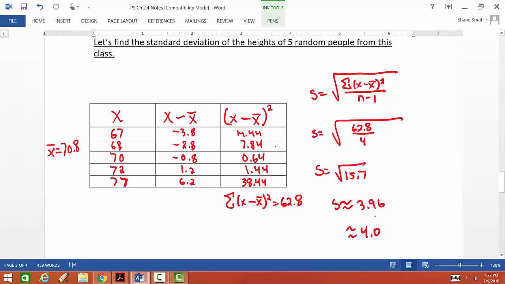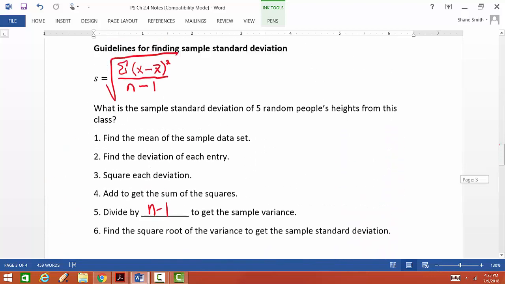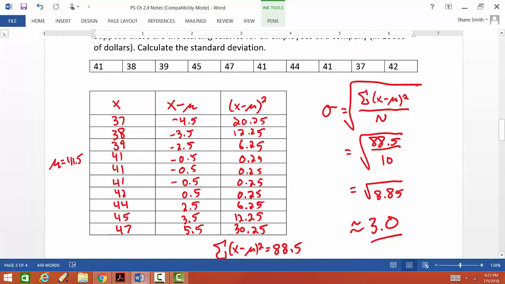As long as you're at least accurate to 1 decimal place, that's fine. But that's my sample standard deviation for this data set. So that's standard deviation basically. It's a measure of how spread out the data is. So if I were to compare this to my previous example, what's more spread out? My heights of people in my class or the starting salaries of people?